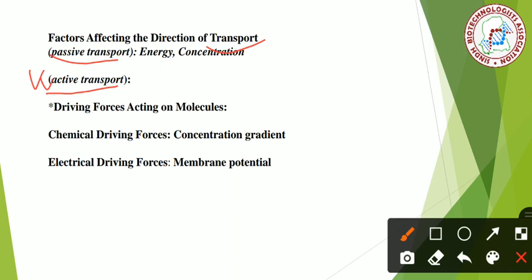We are also going to discuss the driving forces acting on the molecule. They are divided into two categories: chemical driving forces and electrical driving forces. Chemical driving forces are usually the concentration gradient, and the direction is always down the concentration gradient. And the electrical driving forces are usually the membrane potential, a difference in electrical potential or voltage that usually exists across the membrane of most cells. So let's go to the next slide.